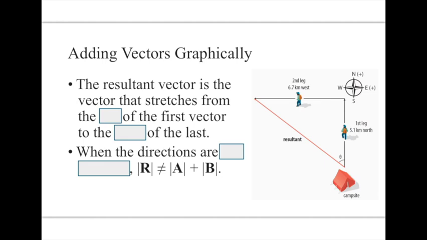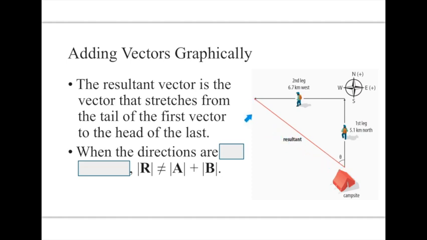What happens here, and we talked about these terms, is that it's going to stretch from the tail of the first vector all the way to the tip, or the head, of the last vector. So we have this tail, that's my starting point, to the head, or you'll see it called the tip here.